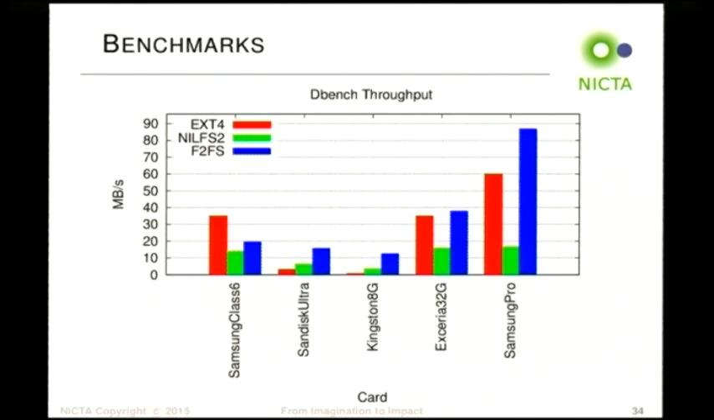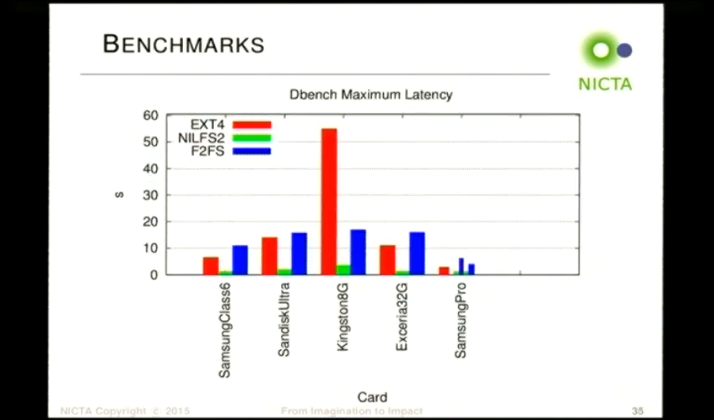So we use D-Bench this time. You'll notice the SanDisk Ultra performs worse than the Samsung Class 6 on every benchmark, so on every file system. The Kingston, by the way, these are ordered all on the bottom in increasing order of price per gigabyte. And the Samsung Extreme Pro performs reasonably well, but NILFS performs really, really badly in throughput terms. I had a protection period of 10 seconds, which is similar to what F2FS provides for these. Typically, you set up to two minutes or something. Until we look at the latency curve.